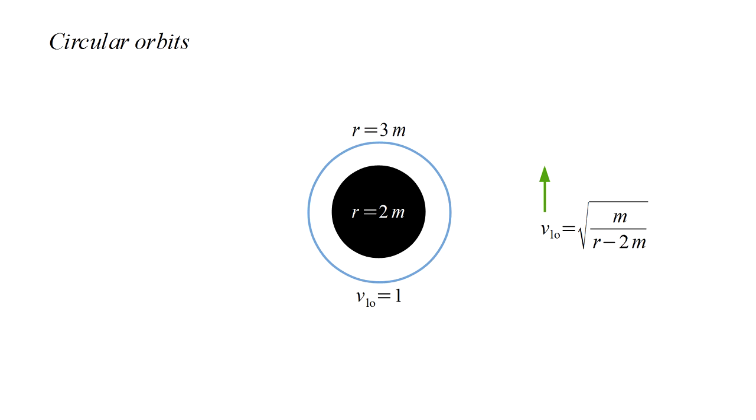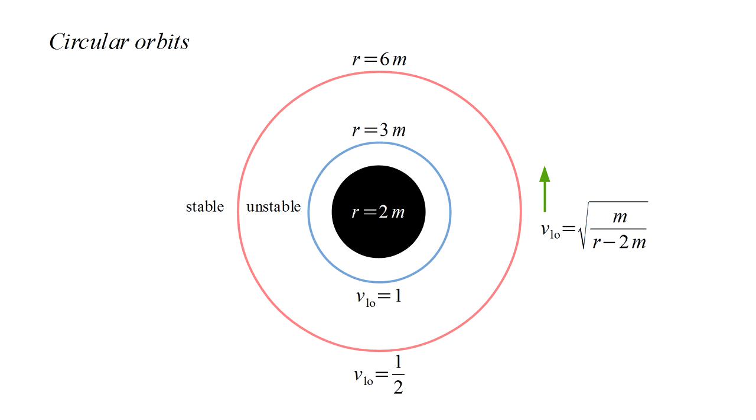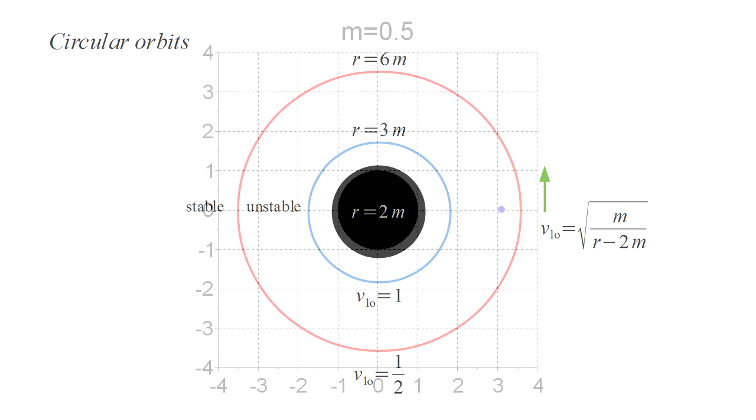Circular orbits cannot exist at smaller values of r because the orbiting particle would have to travel faster than the speed of light as measured by a local observer. Indeed, at the horizon, it would have to be traveling infinitely fast. Another important r value is twice this, r equals 6m, where the locally observed velocity would be half the speed of light. Circular orbits inside this are unstable, while those outside are stable.